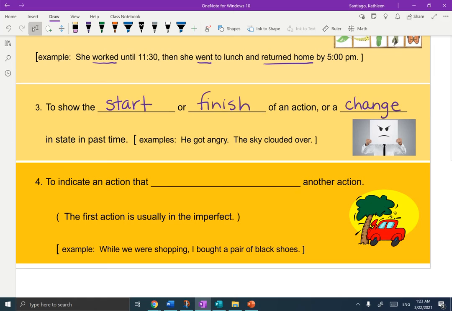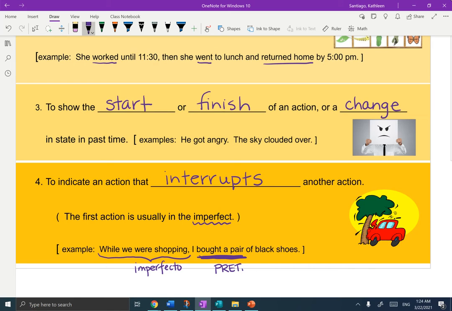And the last one. This is to indicate an action that interrupts another action. The first action is usually in the imperfect tense. Example, while we were shopping. In Spanish, that would be imperfecto. And we won't really be working with this, but I want you to understand. I bought a pair of black shoes. So this is over and done with, right? This action interrupted.